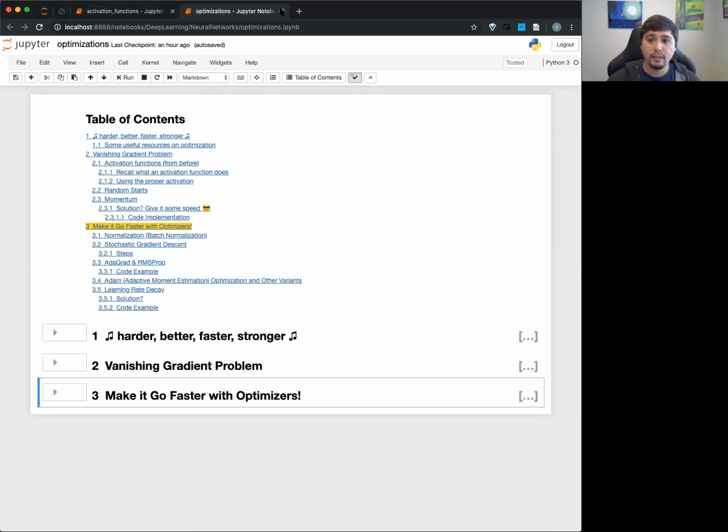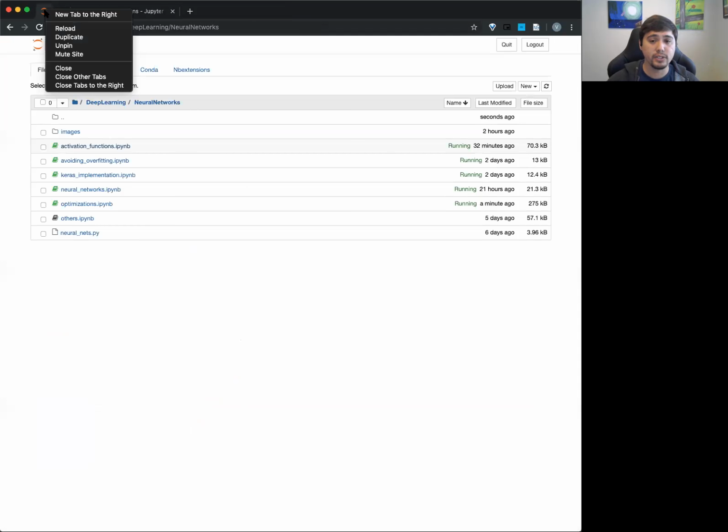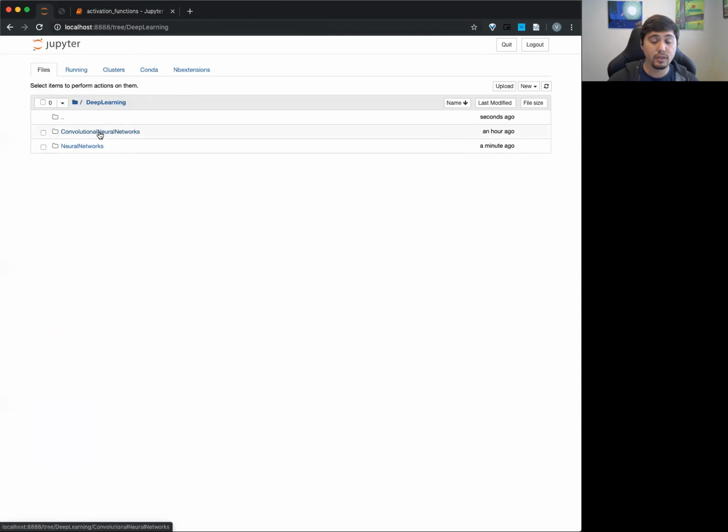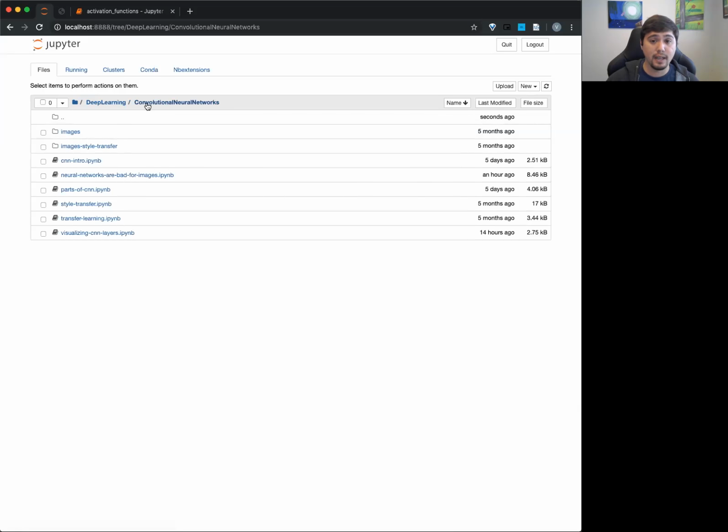All right, so let's move on to convolutions. Convolutional neural networks, we'll talk about this today and into tomorrow, along with a bit of transfer learning and stuff like that too. You can find the notebooks within this part, deep learning, convolutional neural networks. They're mostly used for image recognition and things like this.